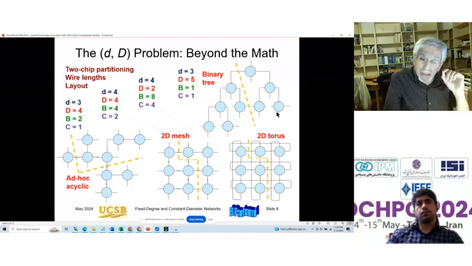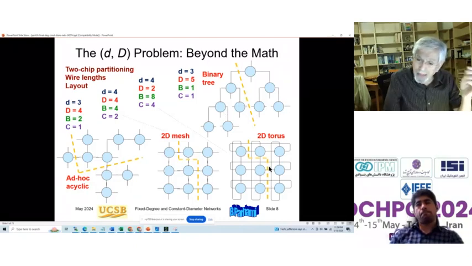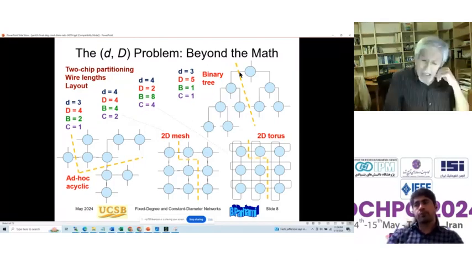So I'm giving you these examples to tell you that there's a lot of trade-offs between these parameters. Large bisection width is good for the bandwidth of communication. Small bisection width makes it easier to partition and package the network. And we have to sort of balance these 2 requirements in order to build practical communication networks.